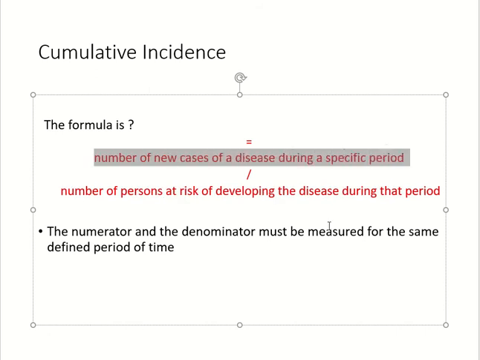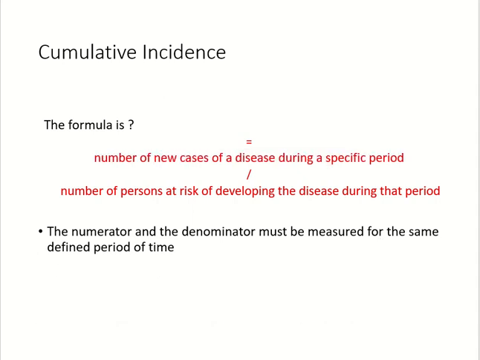the numerator. Okay, so you may have 1,000 people, and during that year, out of the 1,000, let's say 150 developed this new disease. So the cumulative incidence would be 150 over 1,000. Okay, so the numerator and the denominator must be measured for the same defined period of time.